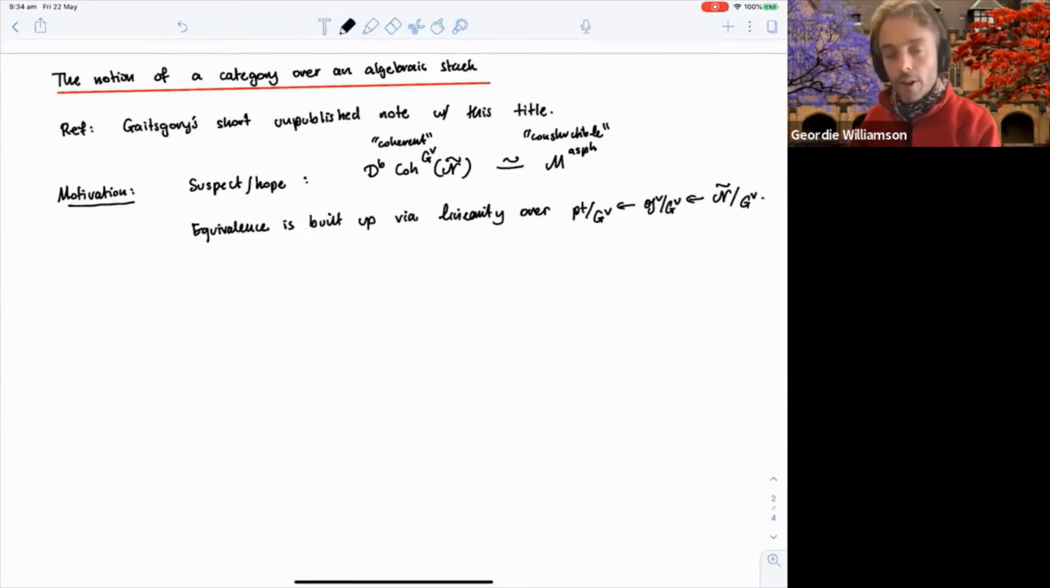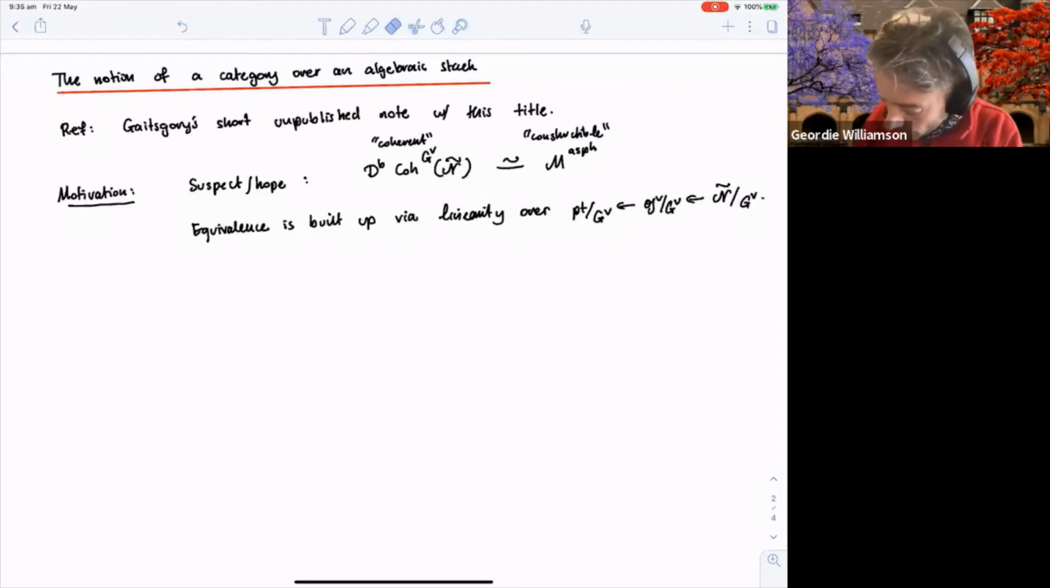Okay, and so we would like to know what it means for a category to be linear over a quotient stack of this form. What does this mean? This language of being linear over a stack will be very useful. I still find it a little bit tough to digest. It's a very important language. I think it takes some time to get used to, so don't be too concerned if it takes some time to make sense.